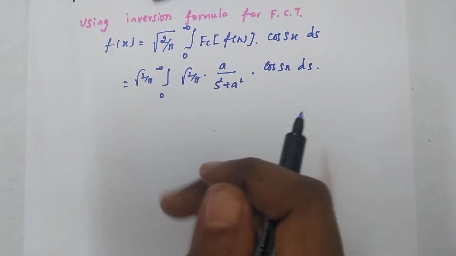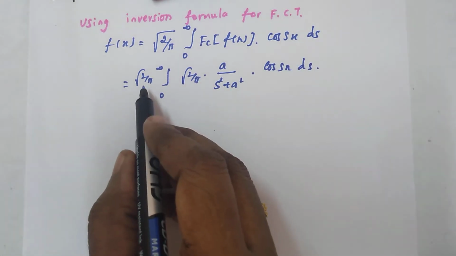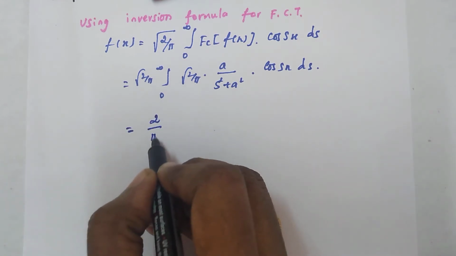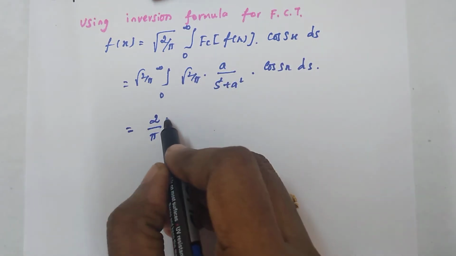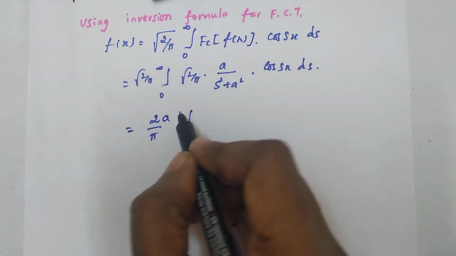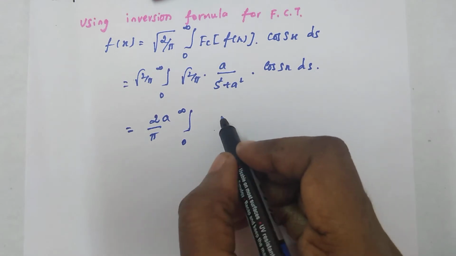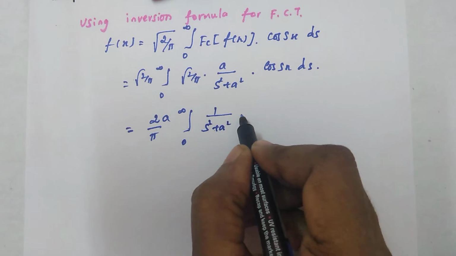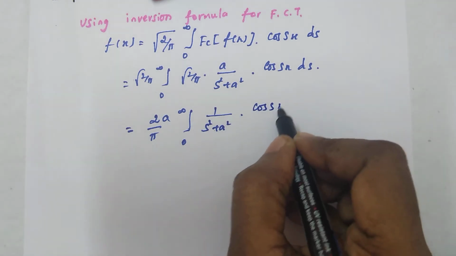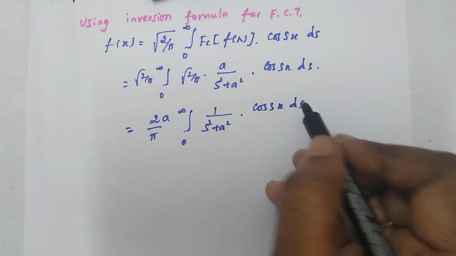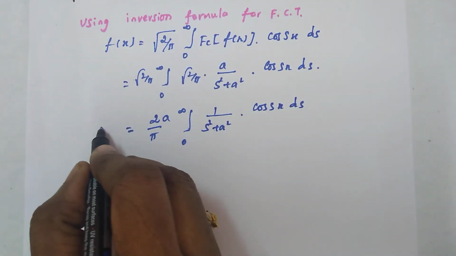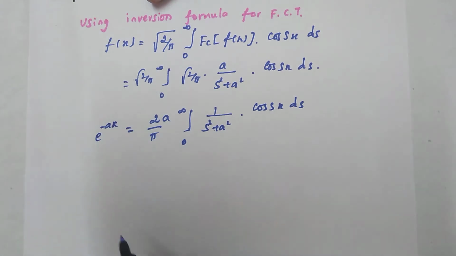So now this is a constant we can take outside. Already one root of 2 by pi is there, so we can get 2 by pi, and a is a constant, so that also we can take outside. Integral 0 to infinity 1 by s square plus a square into cos sx ds. Now what is our left hand side? Left hand side is f of x, that is nothing but e power minus ax. So e power minus ax equal to, now here you are getting this result.